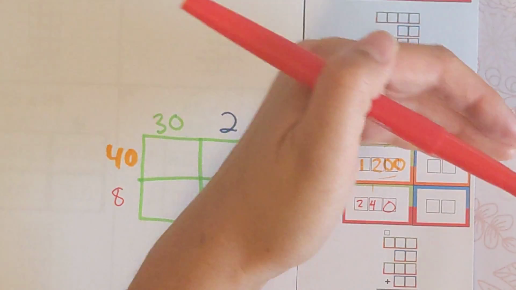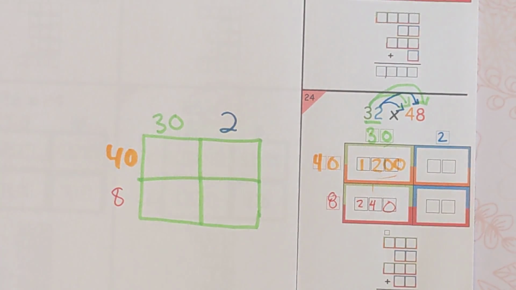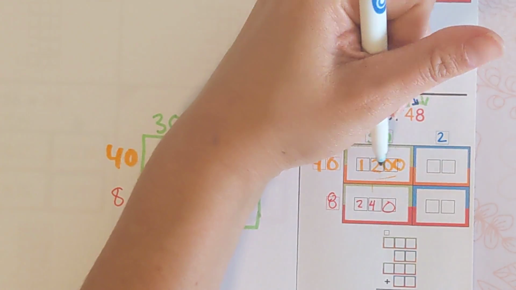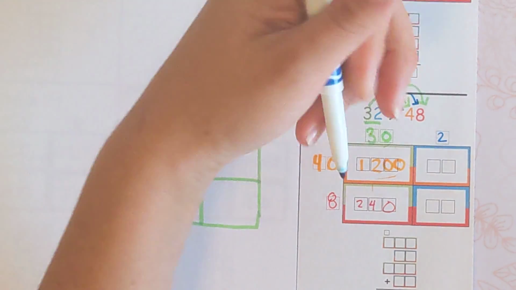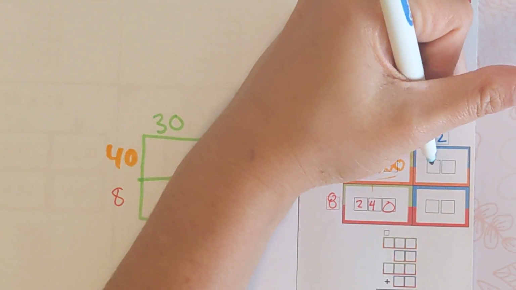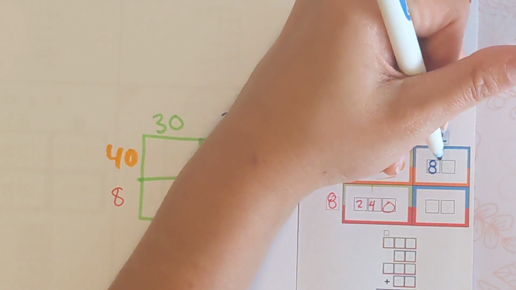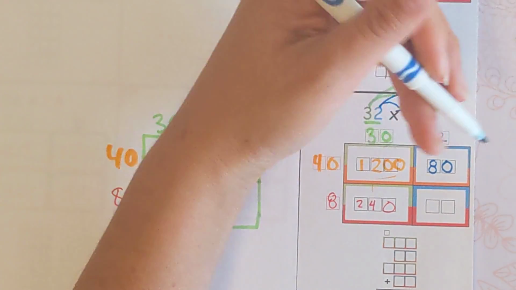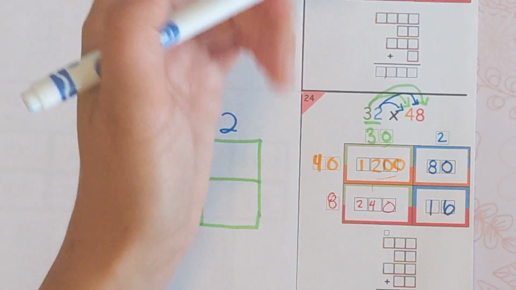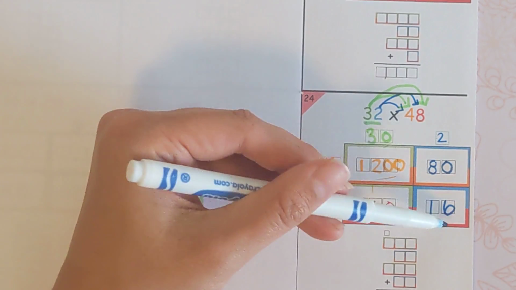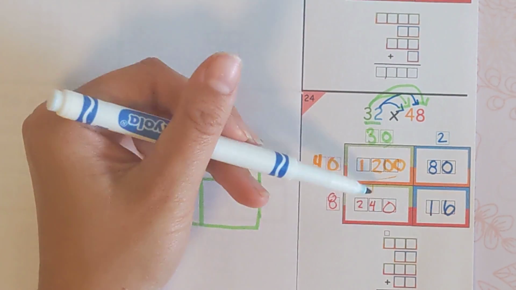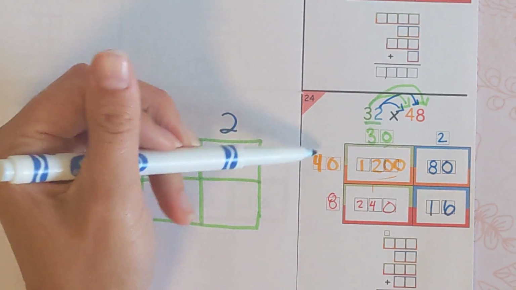And now we're just going to come over here and do the 2. To do this one, we're going to do 2 times 40. So 2 times 4, and then just stick a 0 on the end. 2 times 4 is 8, plus 0 is 80. And then we'll just come down and do 2 times 8, which is 16. So in this column, we did 2 times 48: 2 times 40, 2 times 8. In this column, we did 30 times 48. Total, we did 32 times 48.